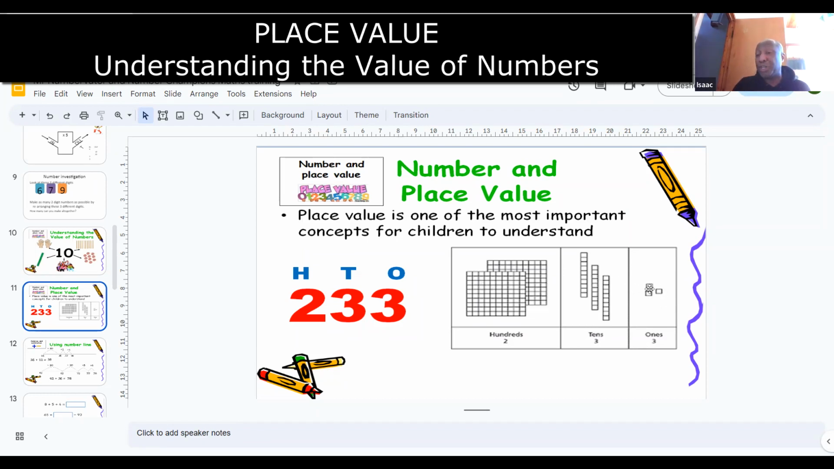We don't use the word units in the classroom anymore. We use the word ones, and we've got the rods, which are tens, and then we've got the flats, which are hundreds. And then if you want to carry on, we've got the cube, which is worth 1,000.